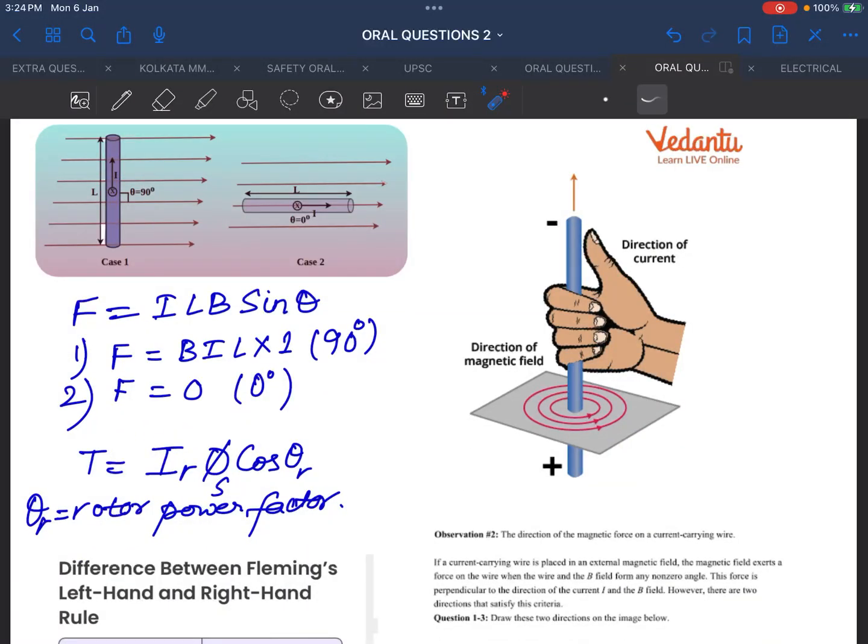For better explanation, when a current-carrying conductor is placed in a magnetic field, it always experiences a force, but the angle should not be 0 degrees. If the conductor is parallel to the magnetic field direction, no force is produced and the force will be 0, so the torque will also be 0. So it is always perpendicular or within some angle, at least some angle, not 0. Then torque and force will be there.